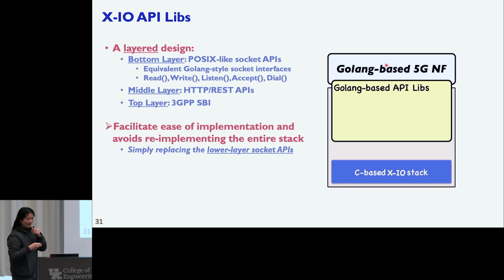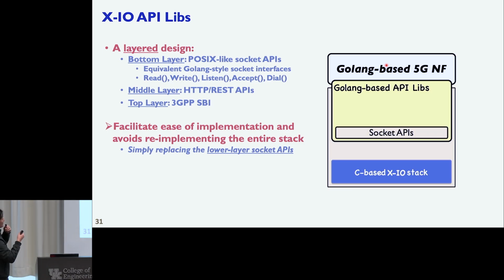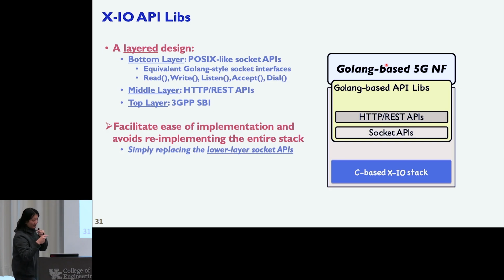At the bottom, the bottom layer is basically a POSIX-like socket API, which provides equivalent Golang-style socket interfaces like read and write, which we can use to receive or send data. And also listen, accept, and dial, which we can use to establish connections between different network functions. On top of the socket API, we integrate Golang's HTTP REST APIs without any changes. Going further, we can develop the 3GPP API by just reusing the HTTP REST APIs that we developed in our Golang-based API libs.